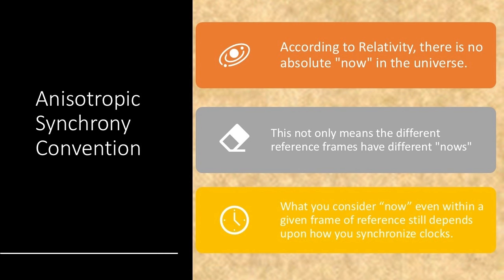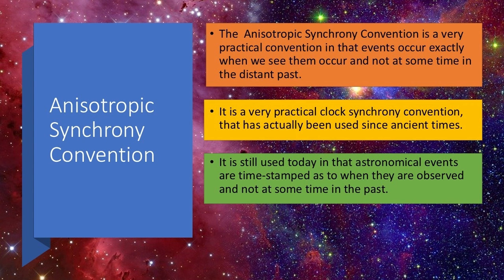So we need to remember that according to relativity, there is no absolute now in the universe. This not only means that different reference frames have different nows, but what you consider now, even within a given frame of reference, still depends upon how you synchronize clocks. The Isotropic Synchrony Convention is a very practical convention in that events occur exactly when we see them occur and not at some time in the distant past. It is a very practical clock synchrony convention that has actually been used since ancient times. It is still used today in that astronomical events are time-stamped as to when they are observed and not at some time in the past.